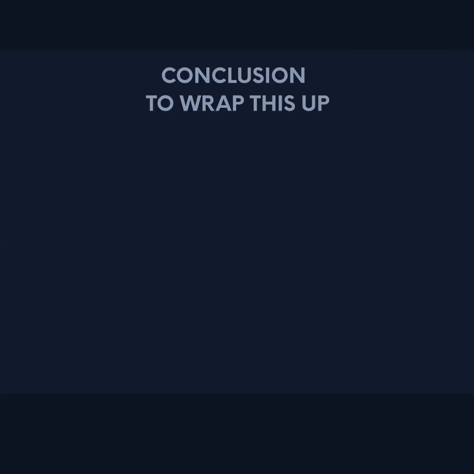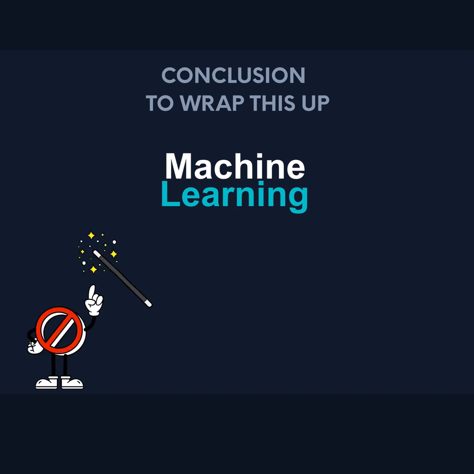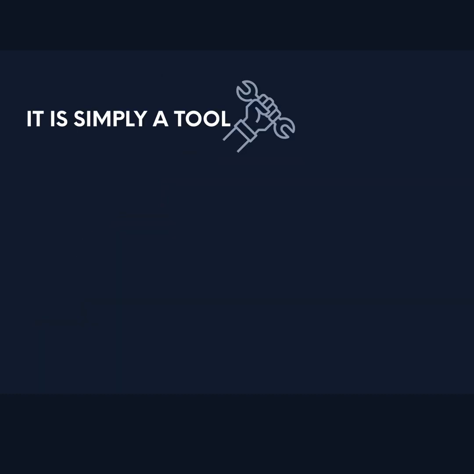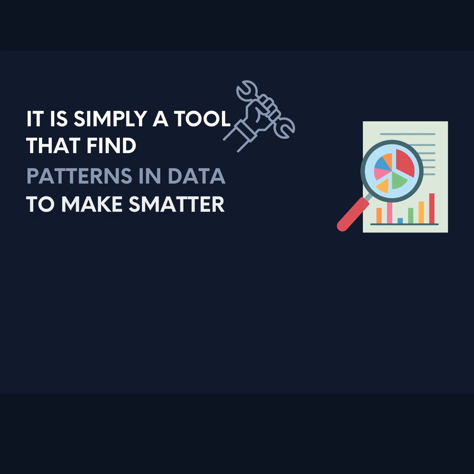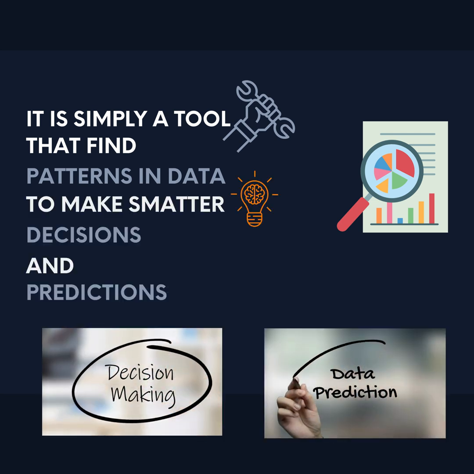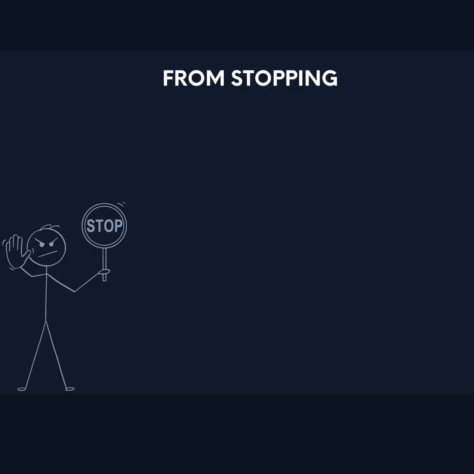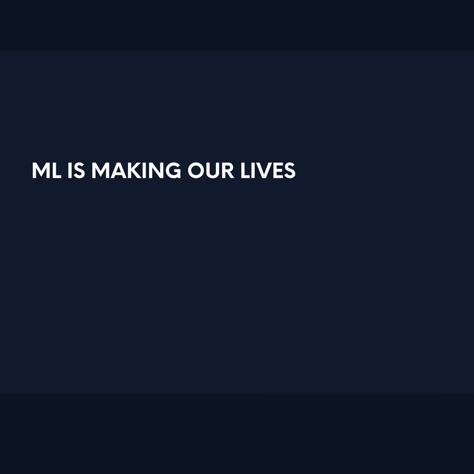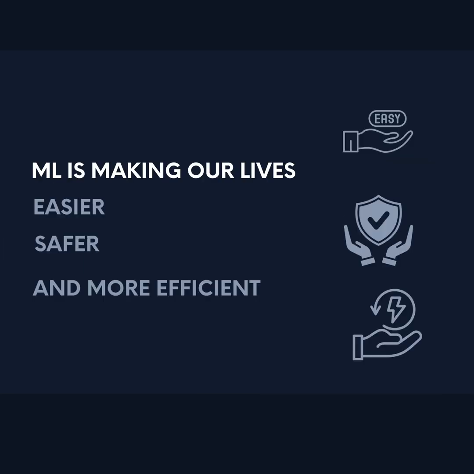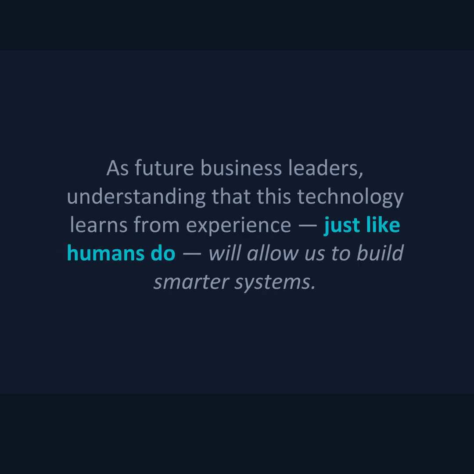Conclusion. To wrap this up, machine learning is not magic, and it is not a monster. It is simply a tool that finds patterns in data to make smarter decisions and predictions. From stopping spam in your inbox to saving you from bank fraud, ML is making our lives easier, safer, and more efficient. As future business leaders, understanding that this technology learns from experience just like humans do will allow us to build smarter systems.